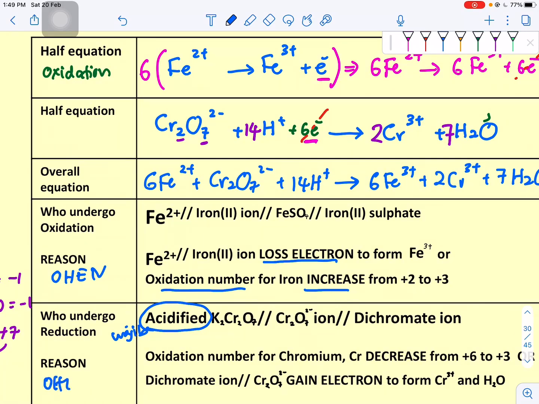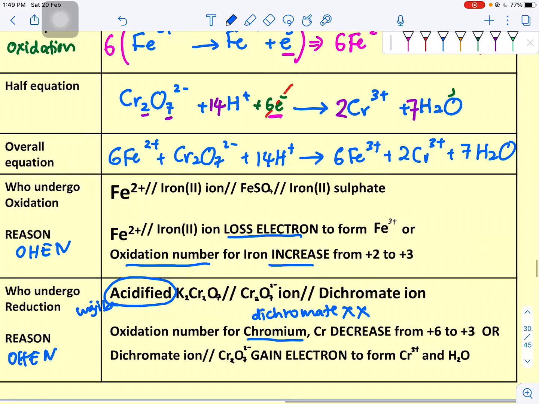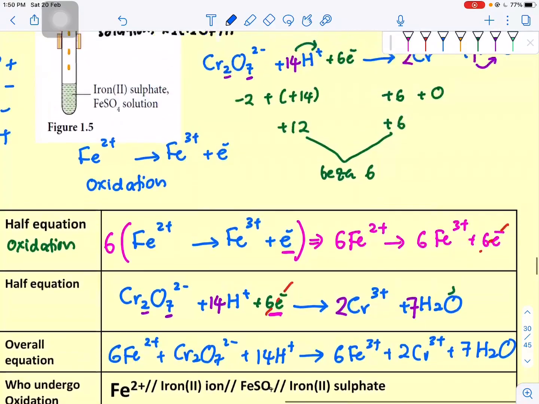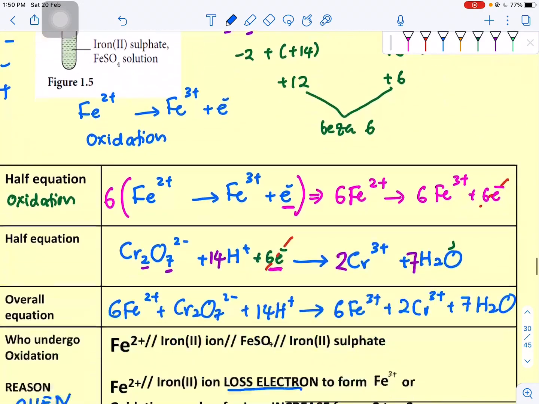Why? Reason dia still pakai OHN. Oxidation number for chromium. Jangan kata oxidation number for dichromate. Kalau kita mention dichromate, dia akan jadi salah. Bila sebut oxidation number, mesti merujuk pada satu benda yang asal. So decrease from, this is what I'm talking just now, positive 6 to positive 3. How I know positive 6? Tadi pun kita dah jumpa sebab ni, positive 6.